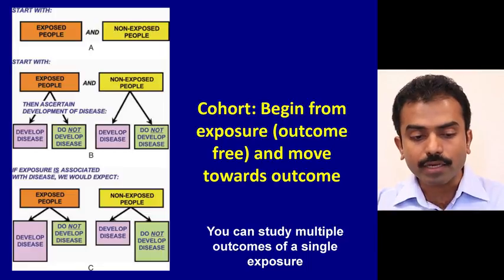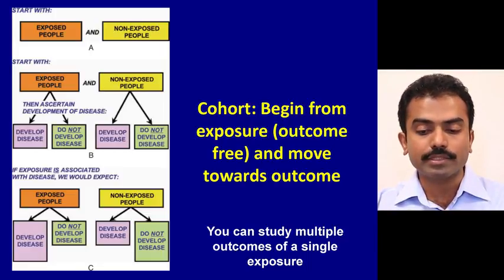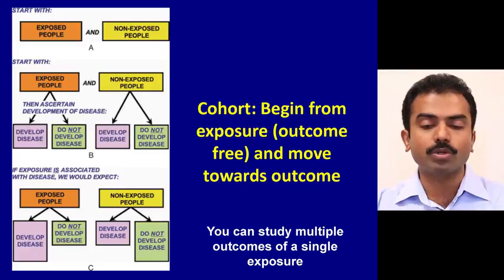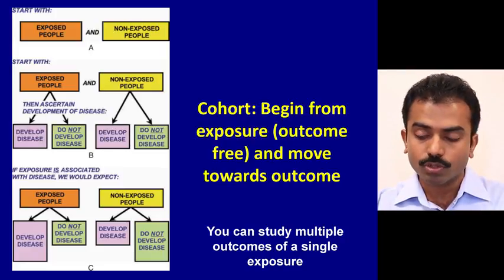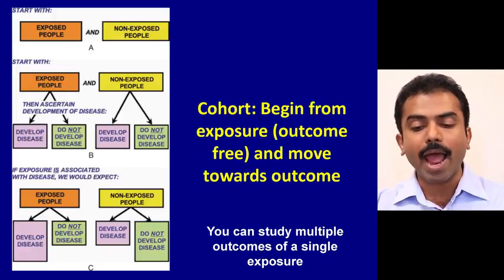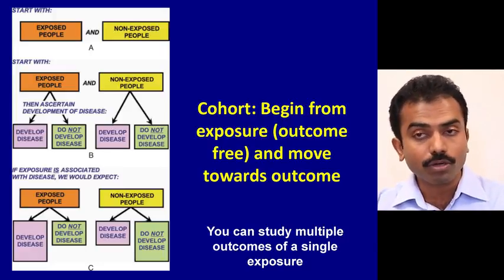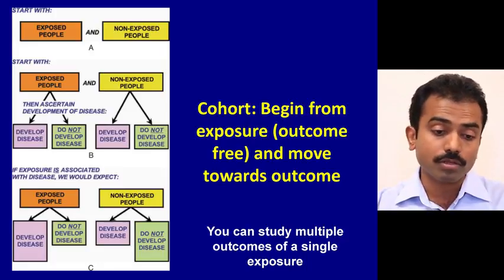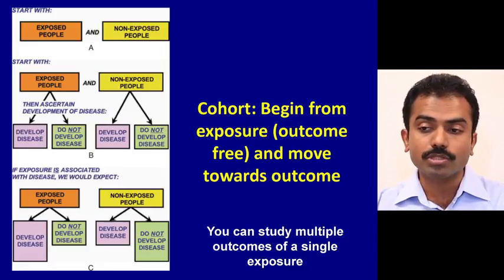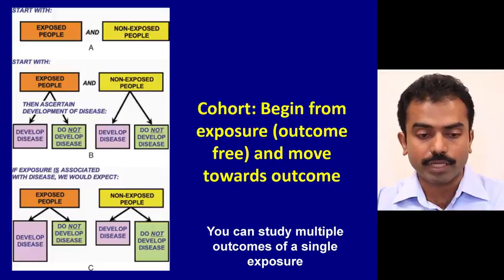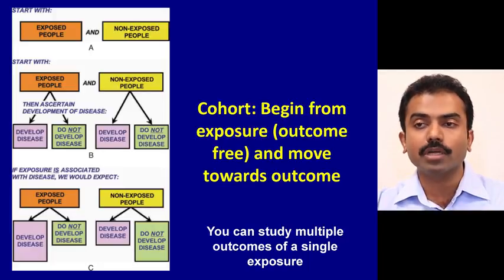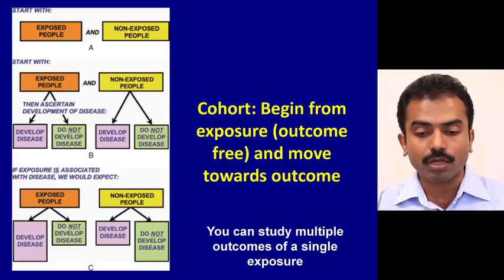One of the advantages of a cohort design is that you can study multiple outcomes of a single exposure. So as you put together a cohort of smokers and non-smokers, you can study lung cancer, but you can also study coronary artery disease, or you can also study, is smoking associated with esophageal cancer, for example. Any number of outcomes can be studied in a cohort design.